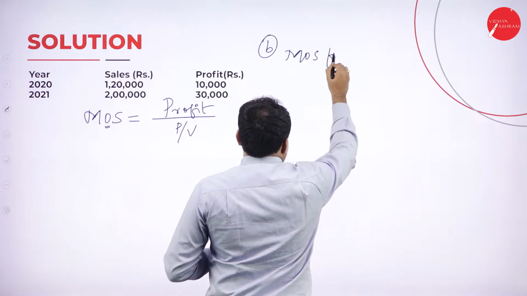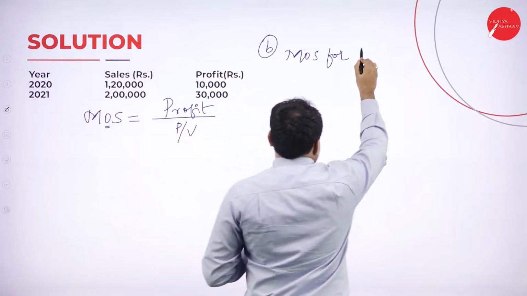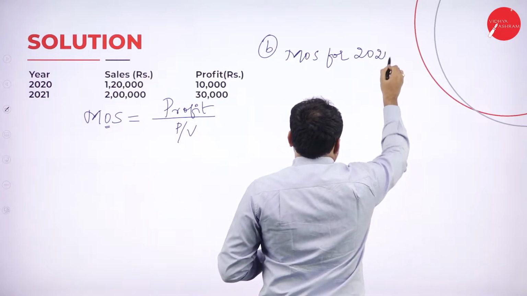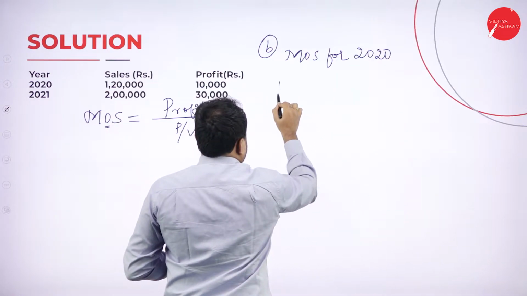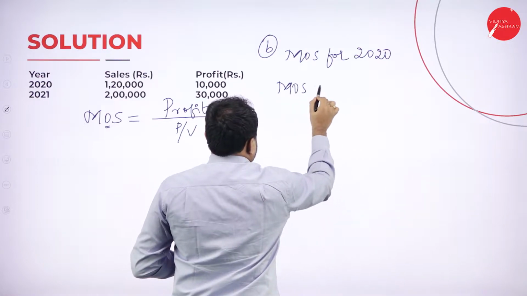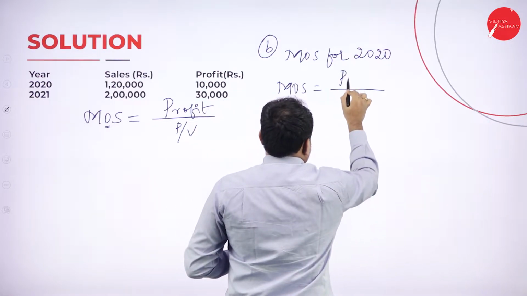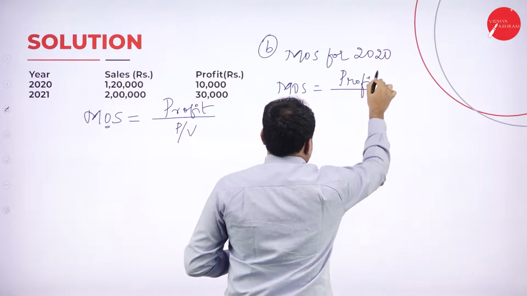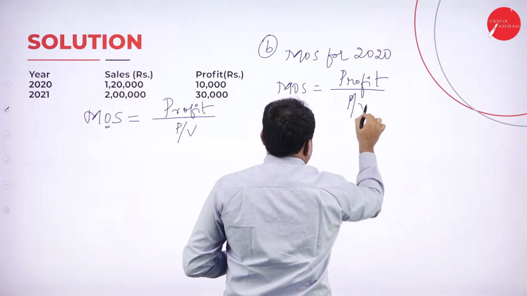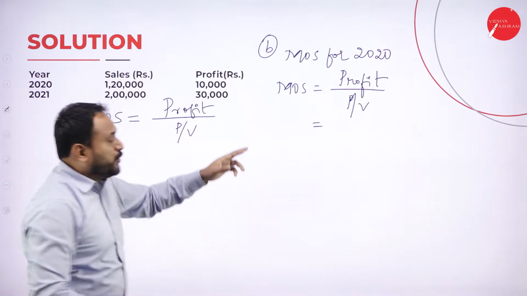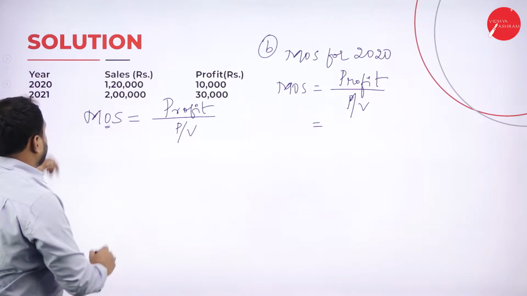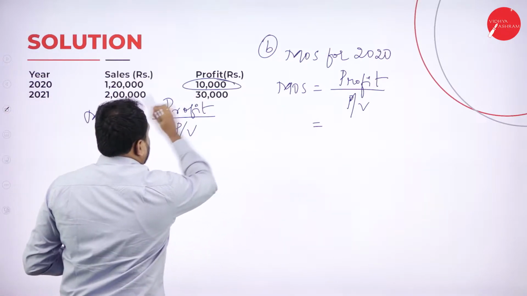MOS for 2020. So again I'll write the formula. MOS is equal to profit by PV. Now 2020, what is my profit? 2020 profit is 10,000 rupees.